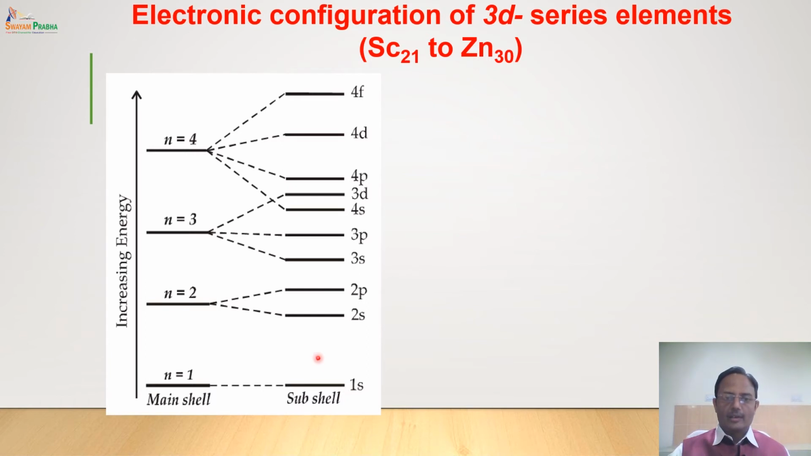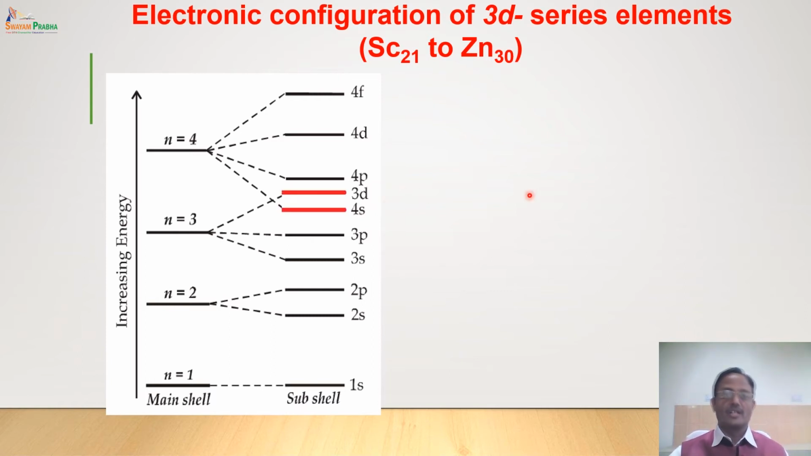Now when the electrons are filled, the first 2 electrons will go to 1s, the next 2 electrons will go to 2s, next 6 electrons will go to 2p, next 2 electrons will go to 3s, next 6 electrons will go to 3p, next 2 electrons will go to 4s, and next 10 electrons will go to 3d.